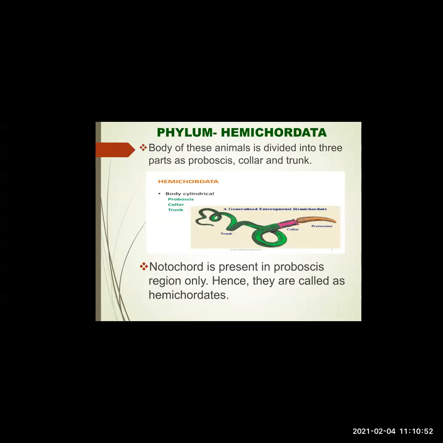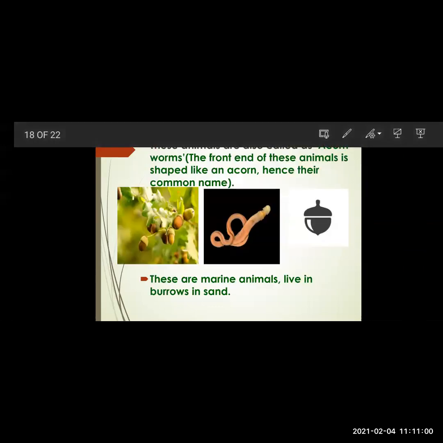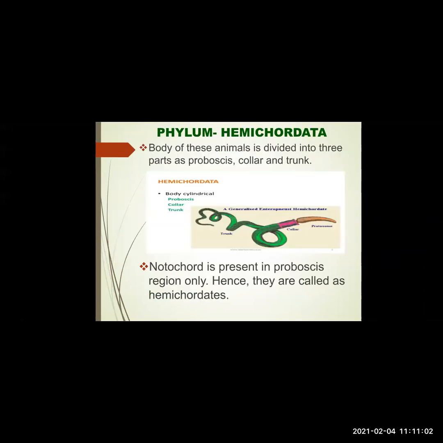So once again, the body is divided into three parts. What are the three parts? Proboscis, collar, and trunk. And notochord is present in the proboscis region only. Hence, they are called hemichordates.